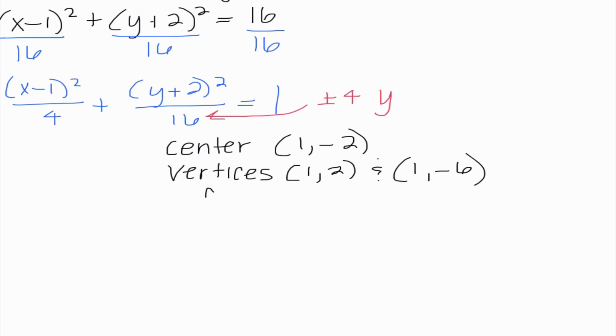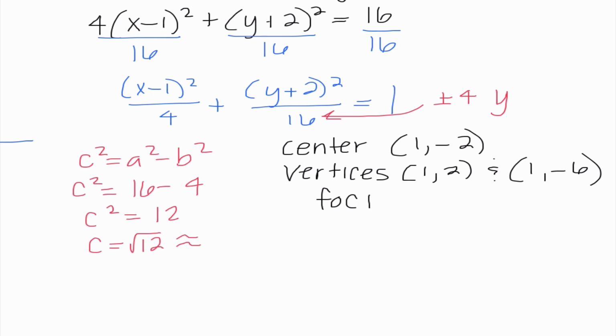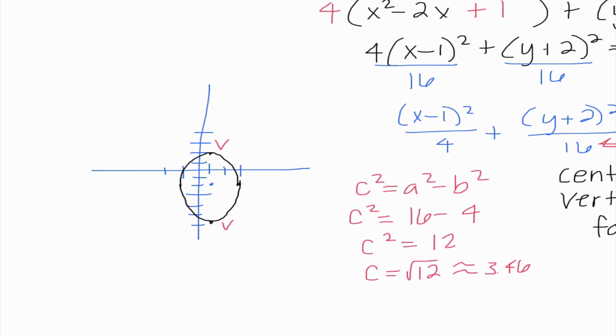Next thing that they're asking us to find are the foci. Okay, the foci, we know are moving in that same y direction because that's the major axis. I'm going to do c squared equals a squared minus b squared. So c squared equals big minus small. C squared is 12. So c is radical 12, which is approximately 3.46. So if I'm looking on my graph, that means I'm moving up 3.46 and down 3.46.